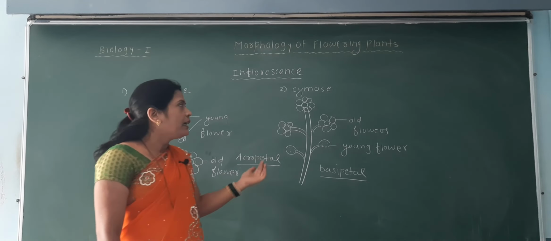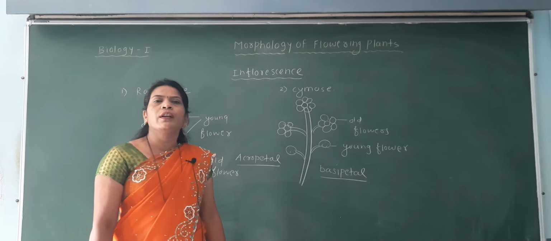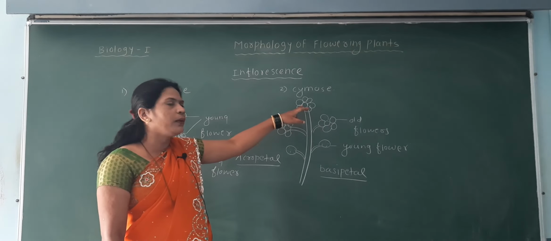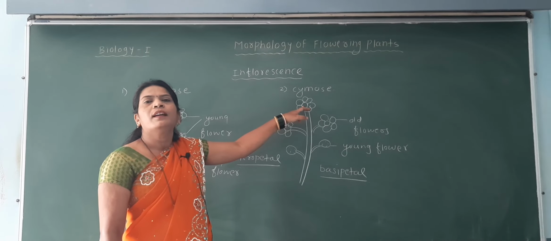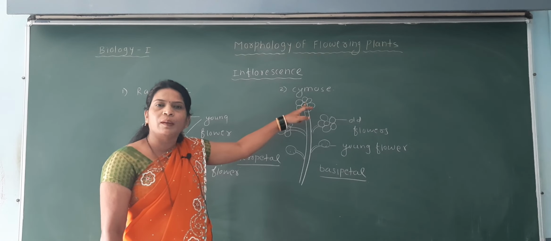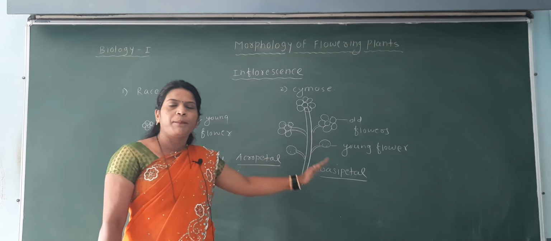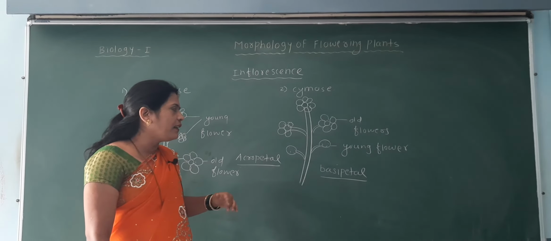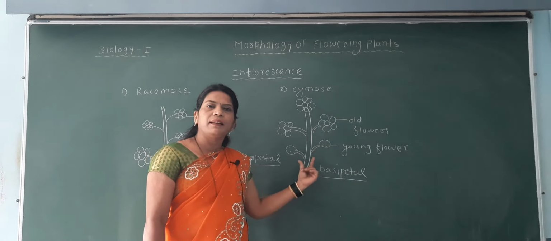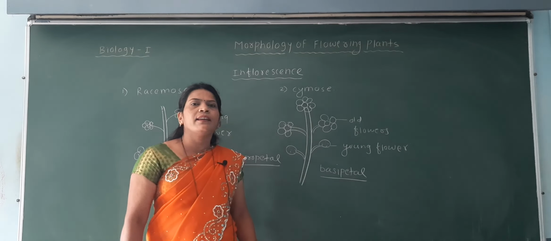While here in the cymose inflorescence you will get the flower at the tip of the floral axis, so the growth of that floral axis is limited, because at that place you get a flower, and we get the opposite arrangement, basipetal. That is, the young flower is at the base and the older flower is at the apex.